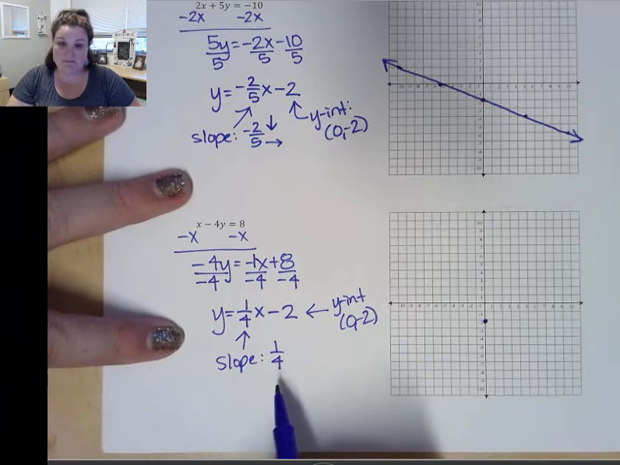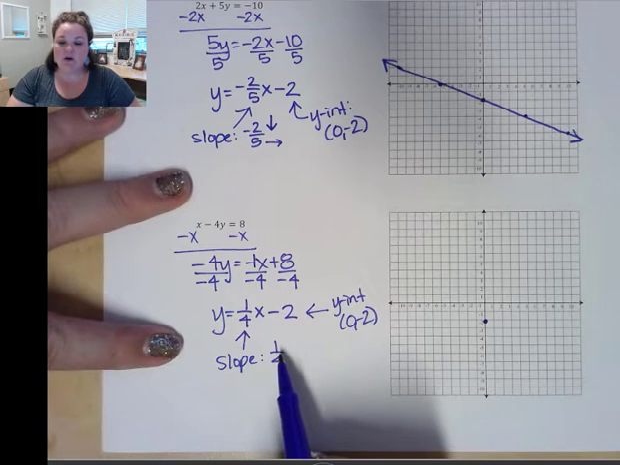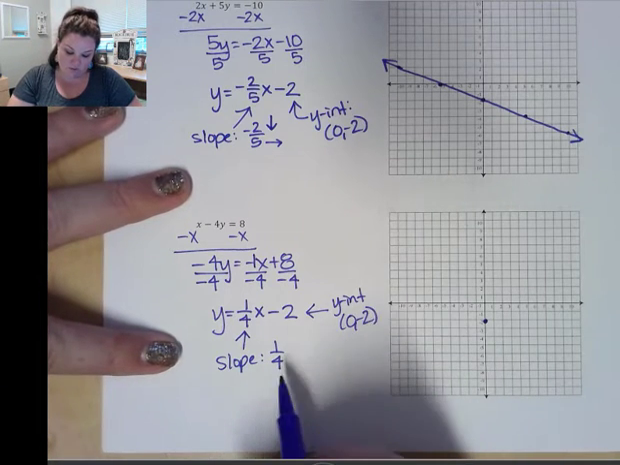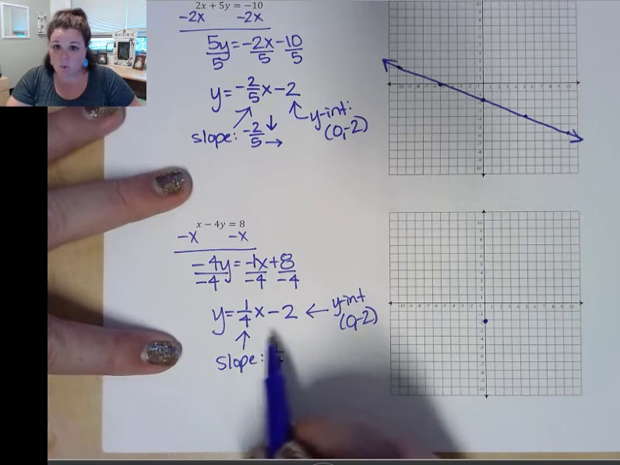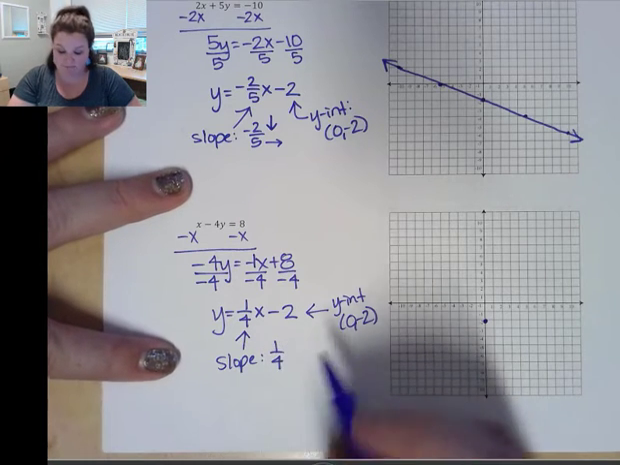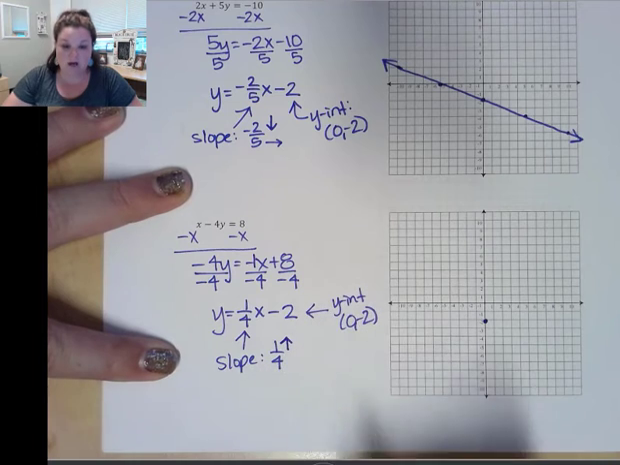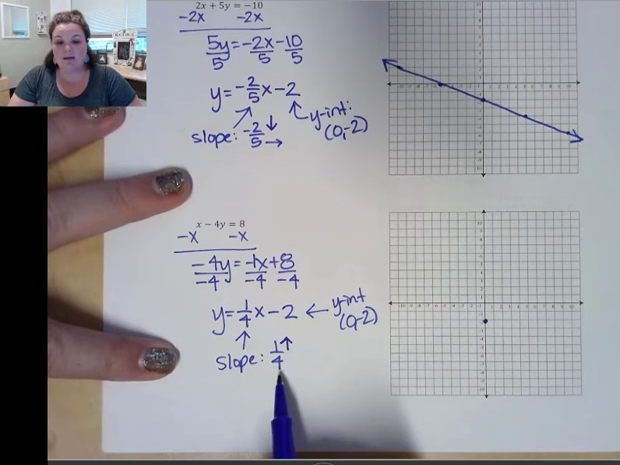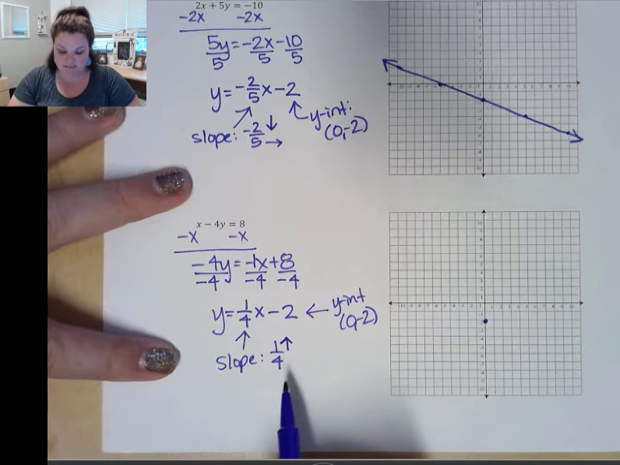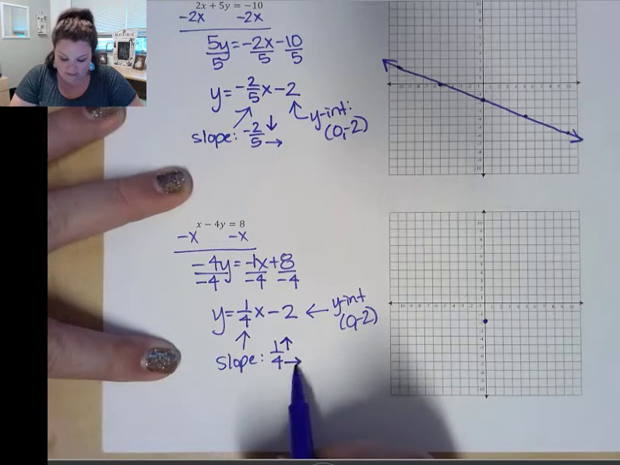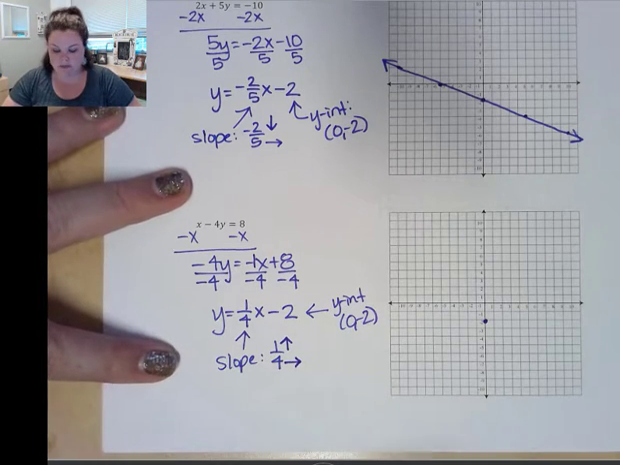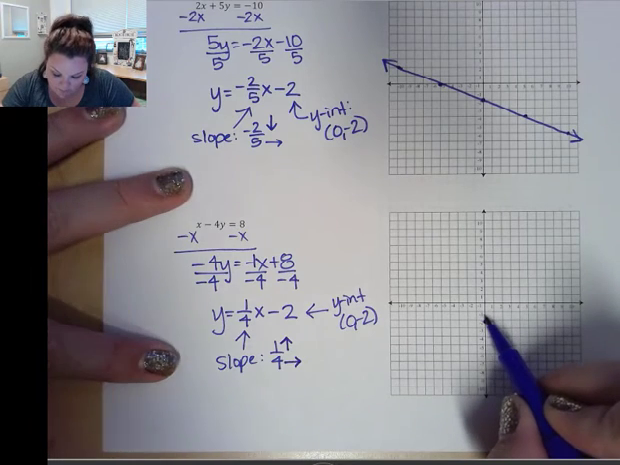So notice here my slope is positive. So I have a positive 1 over a positive 4. So the top represents the change in y, which if it's positive, I'm rising. So I'm going to go up 4. And then the bottom number represents our change in x, so left or right. Since it's positive, we're going to go in the positive direction 4. So from this point, I'm going up 1 and forwards 4.